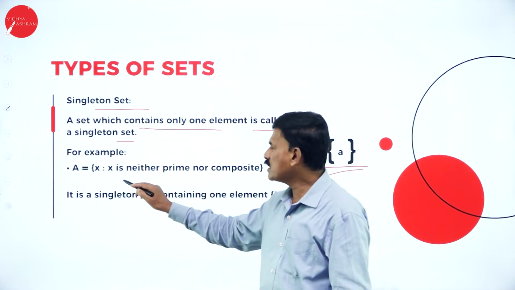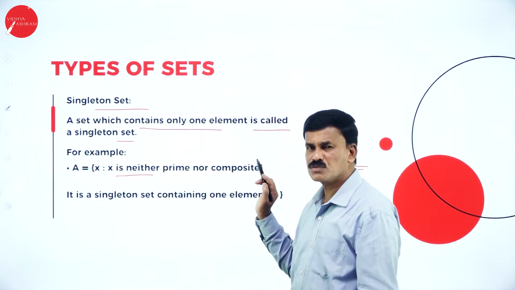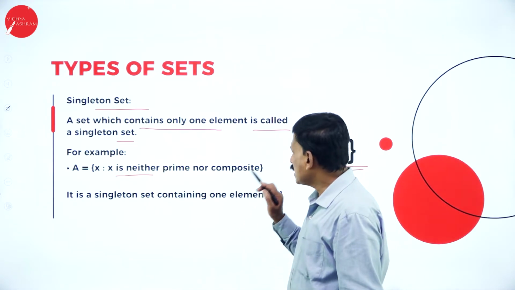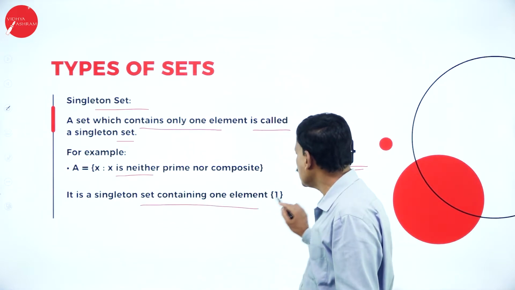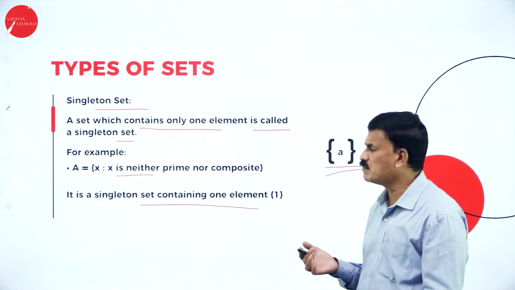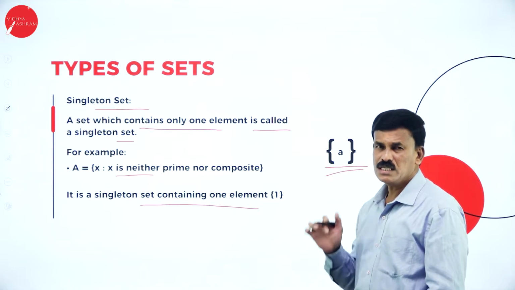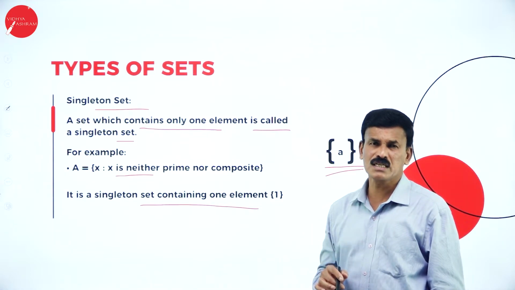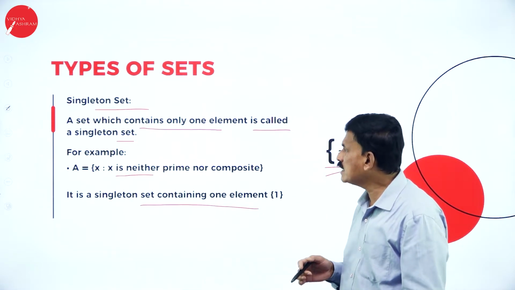Now, for example, x is neither a prime number nor a composite number. There is 1. So x is neither a prime number nor a composite number. It is a singleton set containing one element, that is 1. 1 is neither a prime number nor a composite number. So this is an example for a singleton set. A set which contains only one element is called a singleton set.